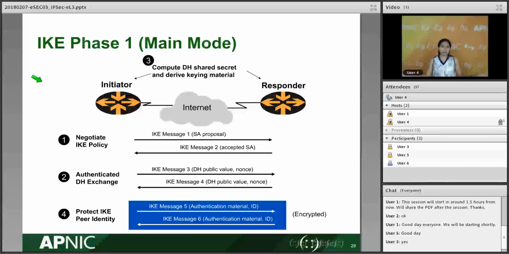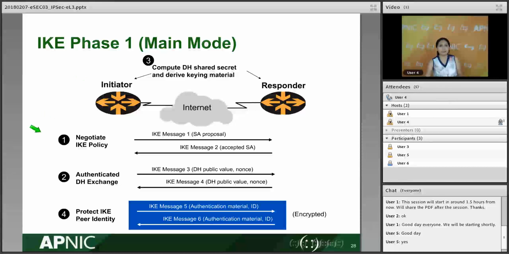You have 2 routers trying to connect to each other. We call the first one the initiator. We call the other one the responder. Okay, initiator, responder. These are mainly just whoever starts the conversation, initiates the conversation, sends the first message, is your initiator. Okay, and then the responder gives answers or responses.